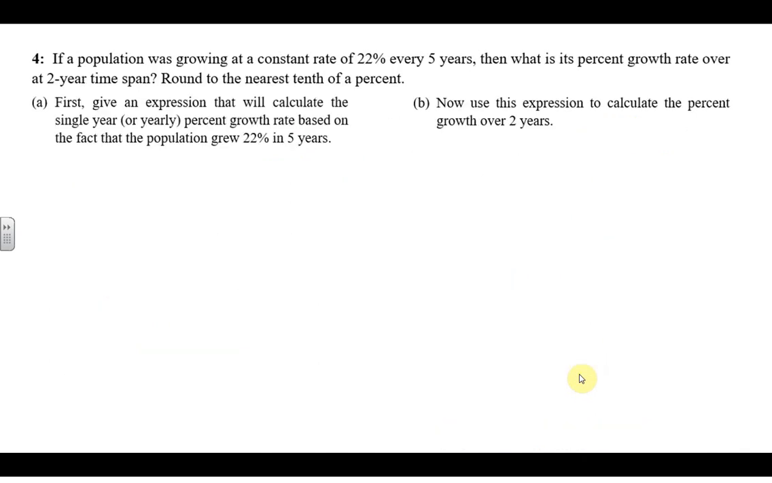Okay, so now we have another one. A constant rate of 22% every 5 years. Then what is its percent growth rate over a 2-year time span?